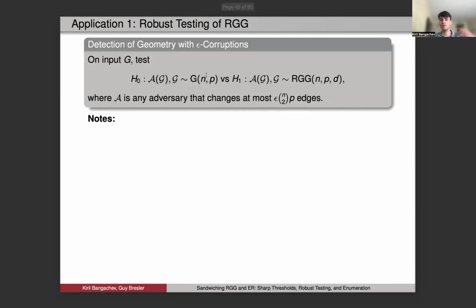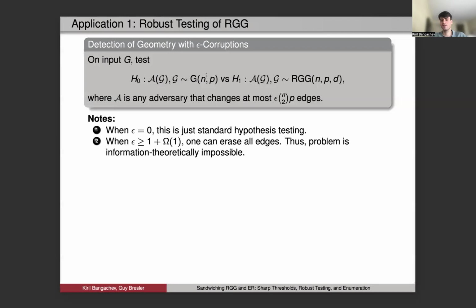Why is that? Well, note that when epsilon is 0, this is just the usual hypothesis testing, which people have been studying for 15 years. When epsilon is a little bit more than 1, one can actually erase all the edges in the graph, right? The adversary just removes all the edges. So both Erdos-Renyi and random geometric graph just become the empty graph. So this problem is even information theoretically impossible. So this means that the interesting regime really is when epsilon is between 0 and 1.